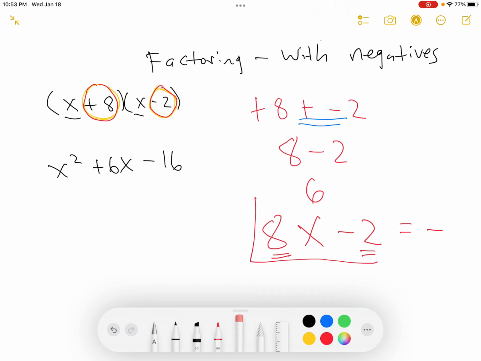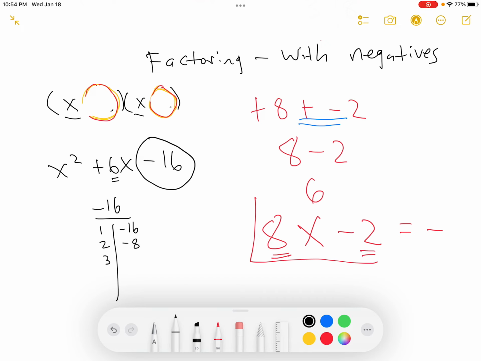So if I wanted to factor this, I'm going to erase this and erase this. I'm just looking at 6 and negative 16, and I've got to play that same game again where I ask, what are the two numbers that multiply to be negative 16 and add up to be 6? So I'm going to make a list of all the numbers that multiply to be negative 16. We start with 1 and negative 16, then 2 and negative 8, and then 3 and, just kidding, 3 doesn't go into 16, and then 4 and negative 4.